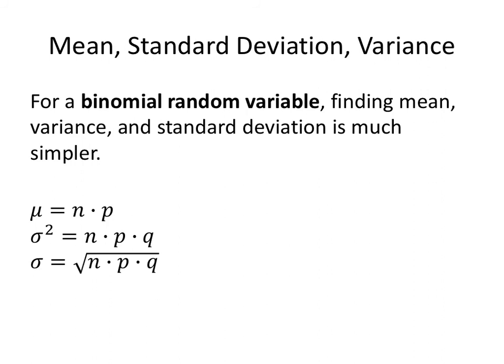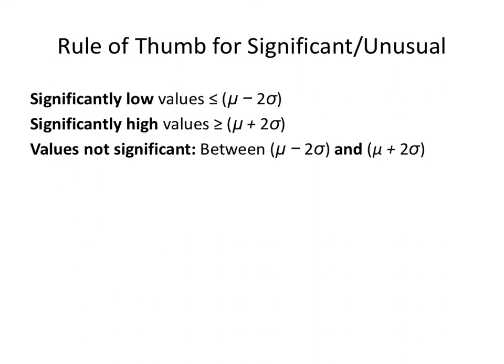To find the mean, standard deviation, and variance for a binomial random variable, it's pretty simple. Our mean is just going to be n times p. Our variance is n times p times q. And of course, the standard deviation is the square root of the variance, so it's the square root of n times p times q. Just remember that significance rule: significantly low values are less than 2 standard deviations away from the mean, and a significantly high value is more than 2 standard deviations above the mean.